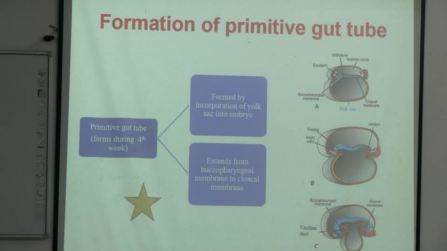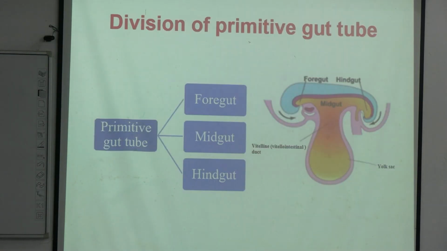That sac exists as a sac initially, then it contributes to the formation of a tube, which we call the primitive gut tube. That primitive gut tube gives rise to three segments of the primitive gut, which we call the foregut, midgut and hindgut. The foregut is present in the forepart or head fold region, the hindgut lies in the tail fold region, and in between, connected to this tract, is the vitellointestinal duct. That duct is present as the midgut.